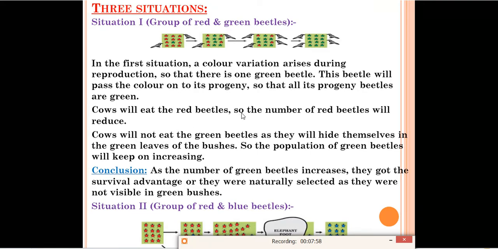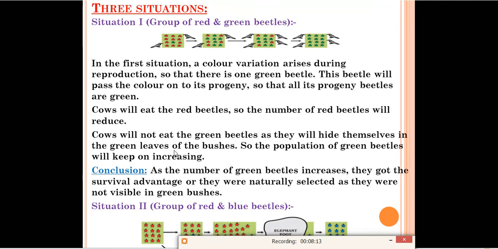Crows will eat the red beetles, so the number of red beetles will reduce. After that what will happen? On the green bushes the crows can see the red beetles, so the number of red beetles will decrease. Crows will not eat the green beetles. Why will they not eat the green beetles? Because they can hide themselves in the green leaves of the bushes.